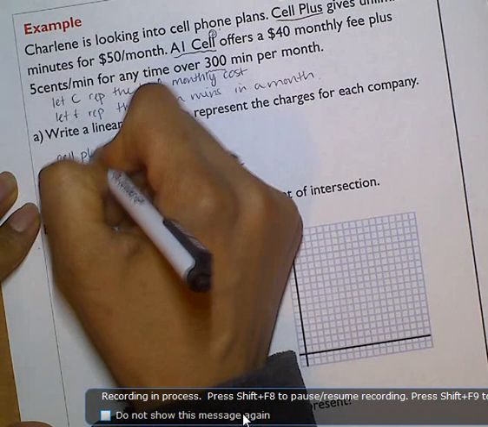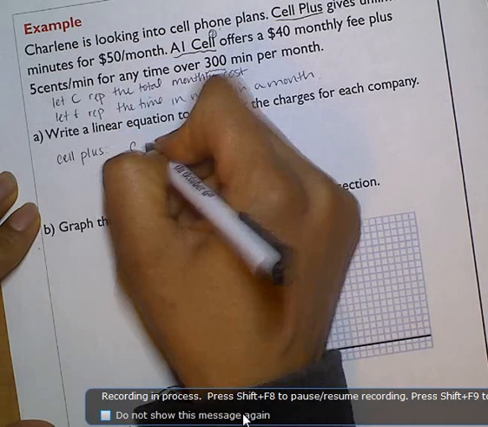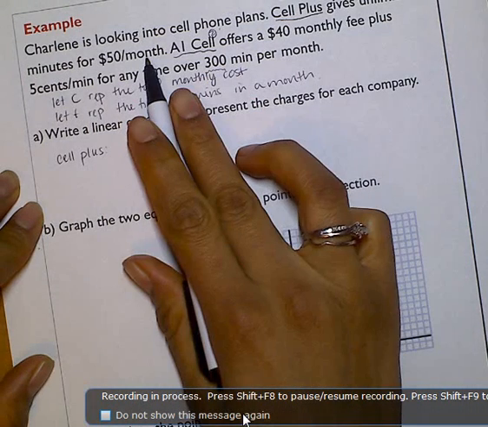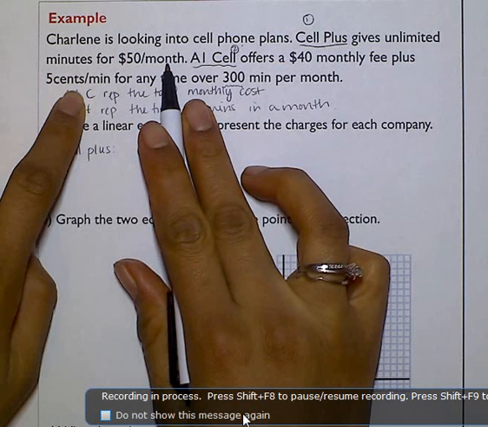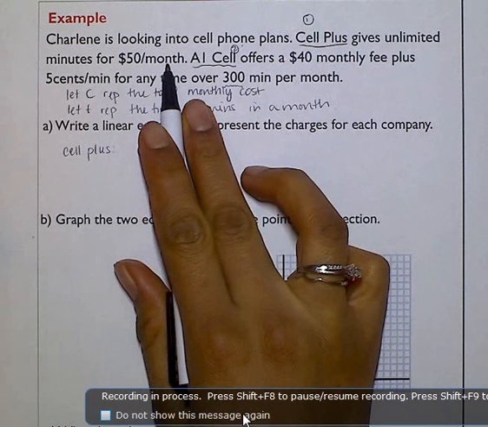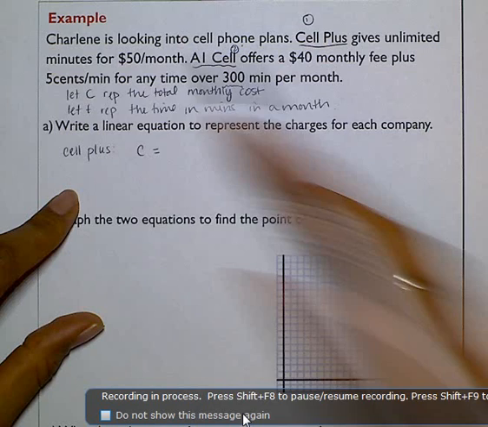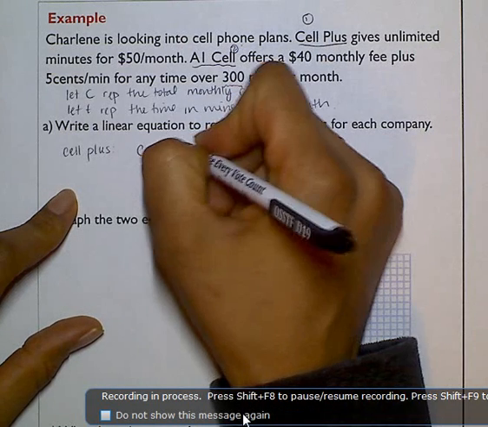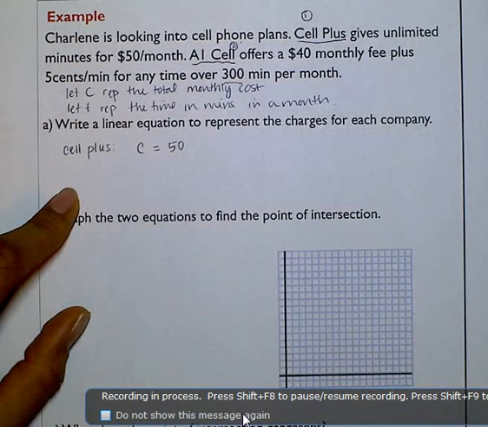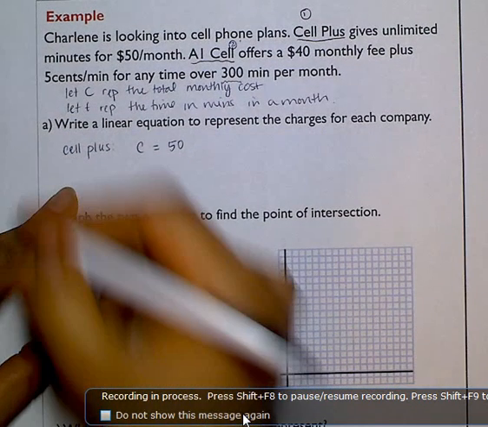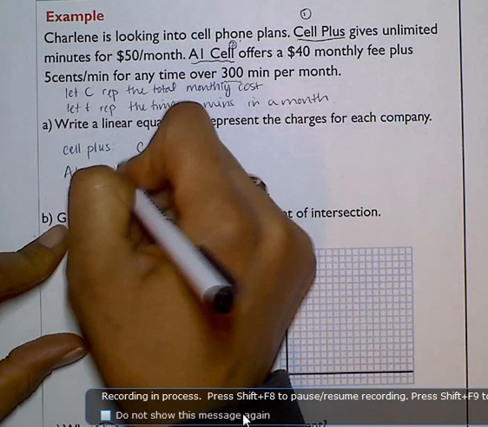In this case, there's a fixed cost, which is $40 a month, plus 5 cents per minute for any time over 300 minutes per month. So if we're under 300 minutes, that means we only pay $40. But if we go over 300 minutes, we then have to pay an extra charge of 5 cents for every minute that we go over 300.